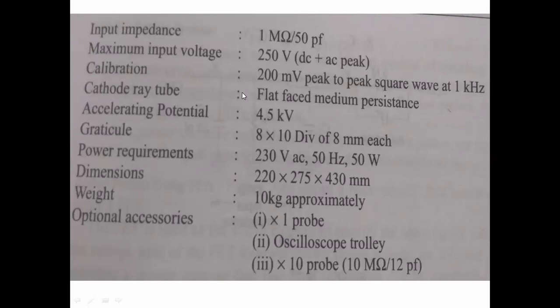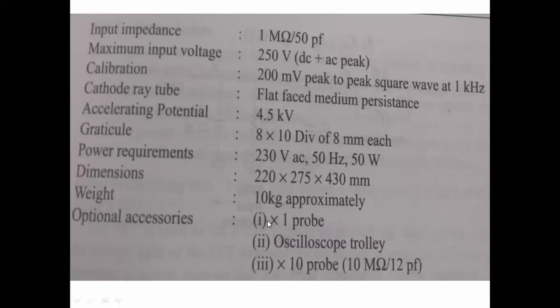For calibration of the signal, we have a source: a 200 millivolts peak to peak square wave with a 1 kilohertz frequency. The cathode ray tube is flat faced, medium persistence, and the accelerating potential is 4.5 kilovolts. The graticule is 8 by 10 divisions of 8 mm each. Power requirements are 230 volts AC, 50 hertz and 50 watts. Dimensions are 220, 275, 430 mm, and weight is 10 kgs.